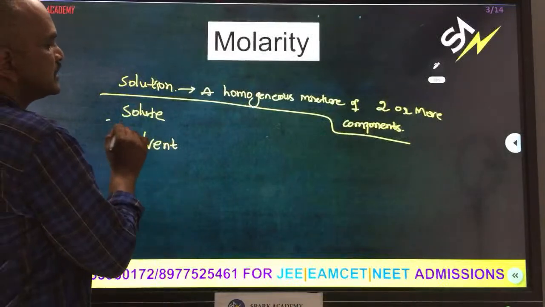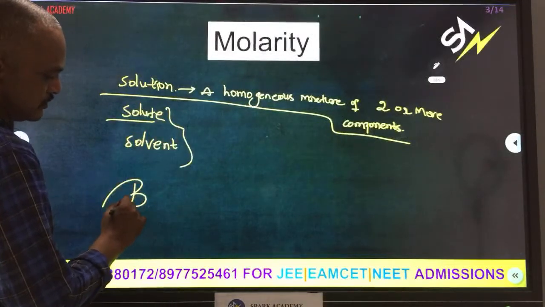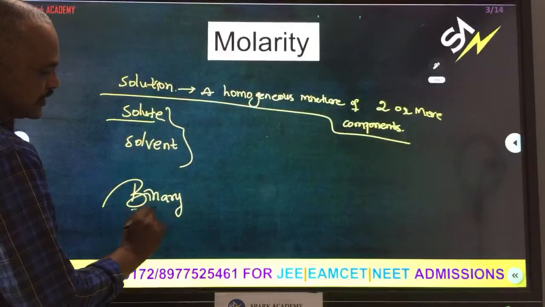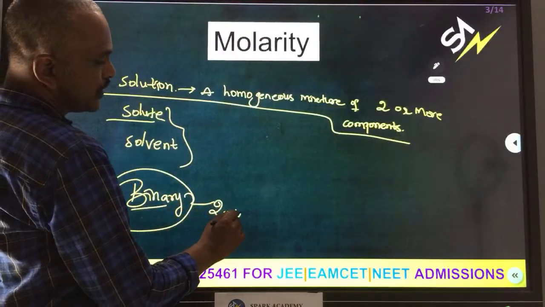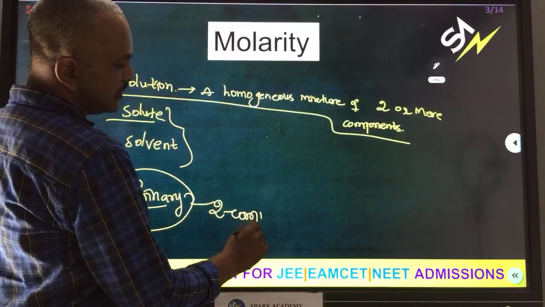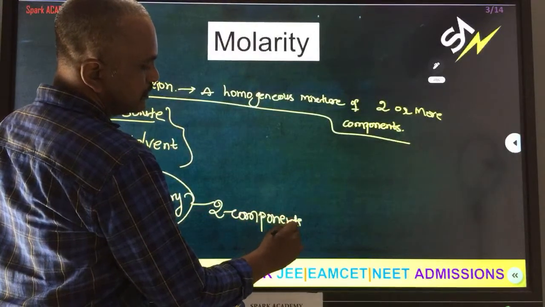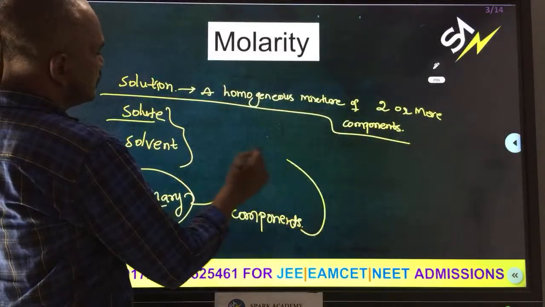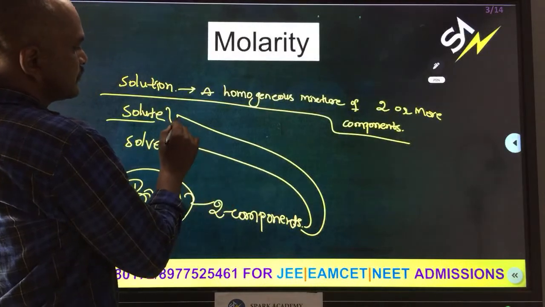Next, solute. For example, if it is a binary solution, in the binary solution only two components will be there. So from them, one can be solute and another will be solvent.